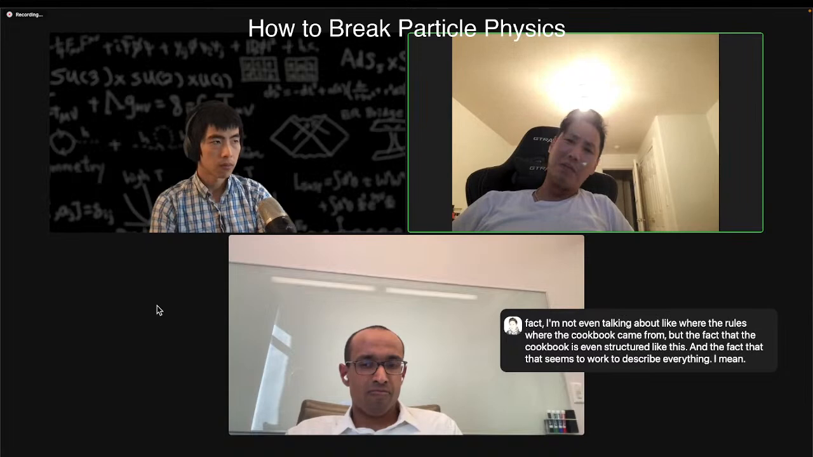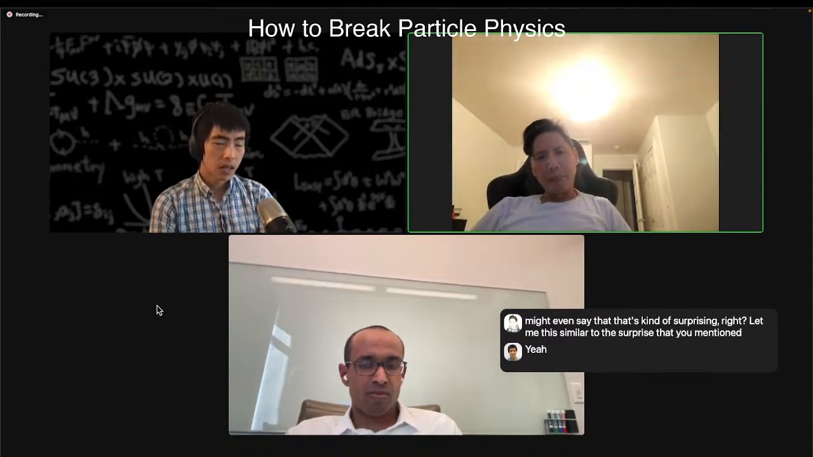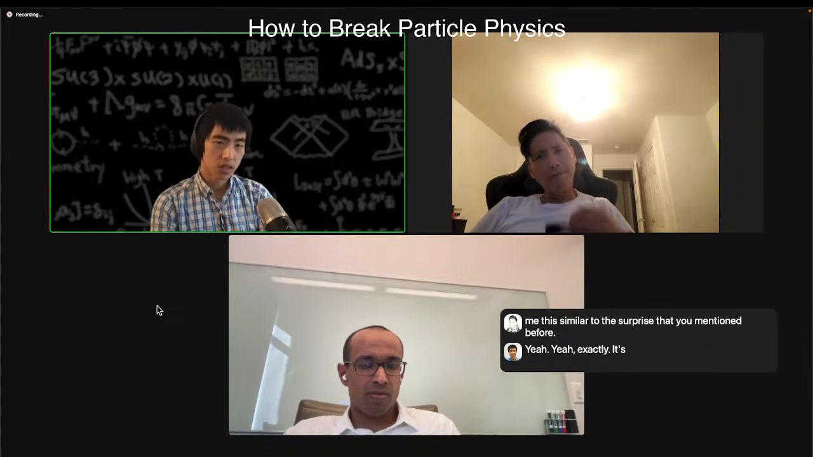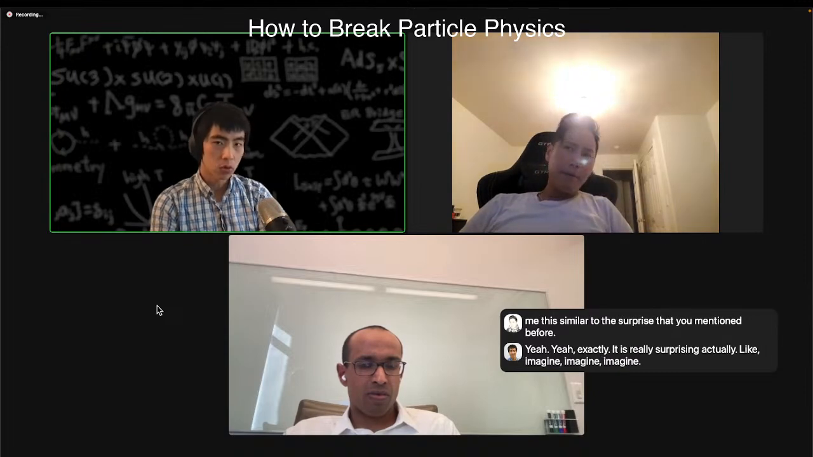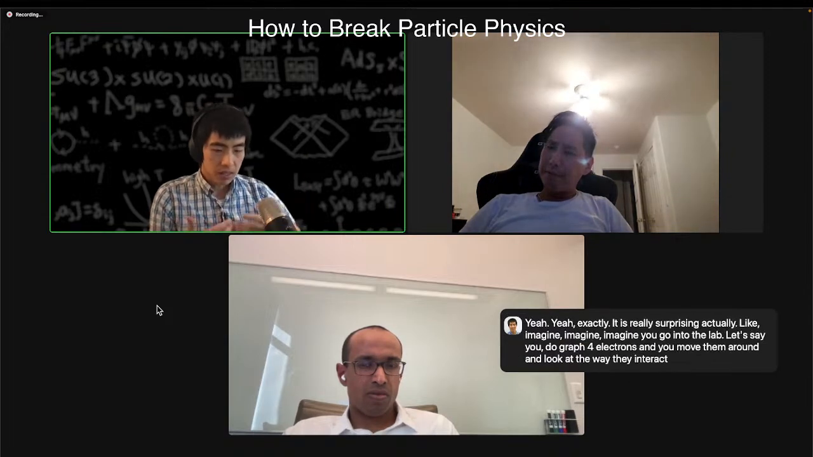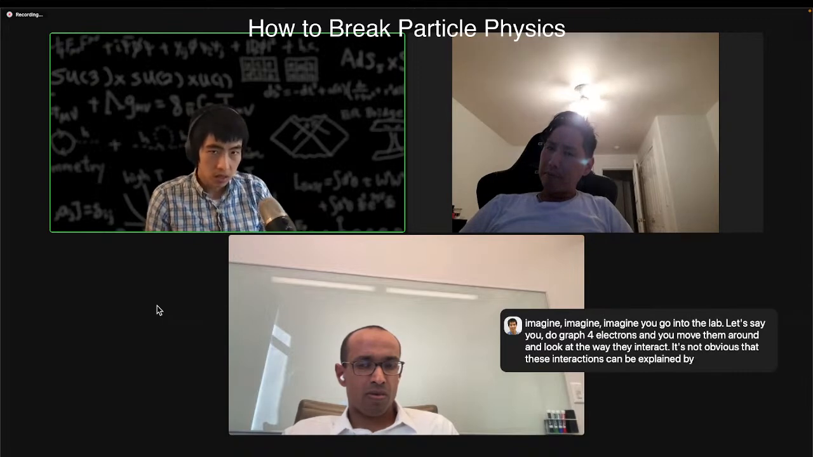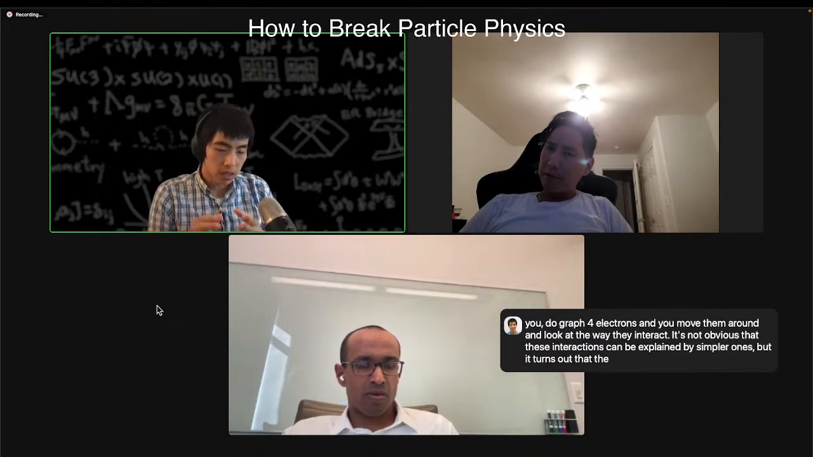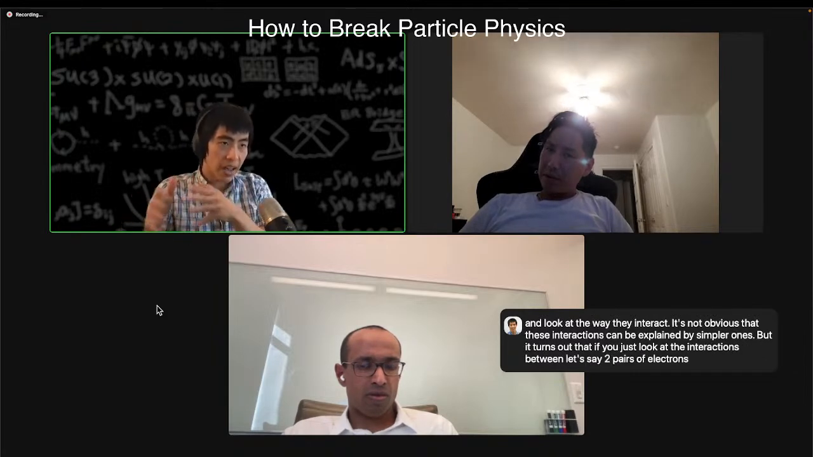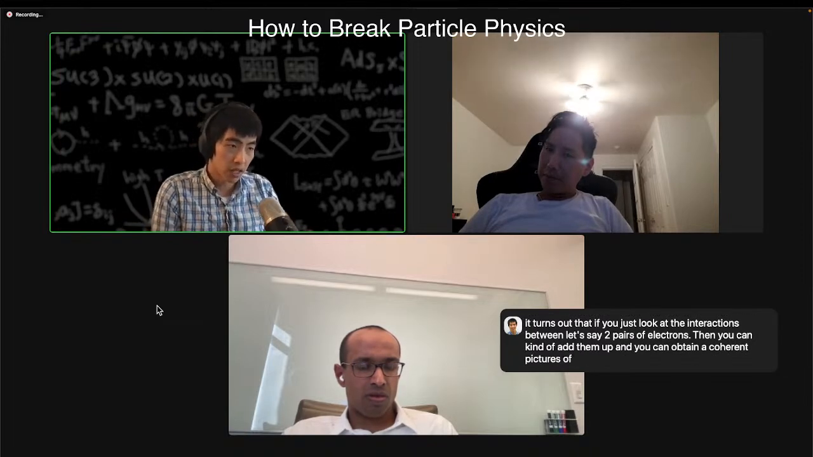I mean, one might even say that that's kind of surprising, right? Maybe it's similar to the surprise that you mentioned before. Yeah, exactly. It is really surprising, actually. Imagine you go into the lab. Let's say you grab 4 electrons and you move them around and look at the way they interact. It's not obvious that these interactions can be explained by simpler ones. But it turns out that if you just look at the interactions between, let's say, 2 pairs of electrons, then you can add them up and you can obtain a coherent picture of how 4 electrons can interact.